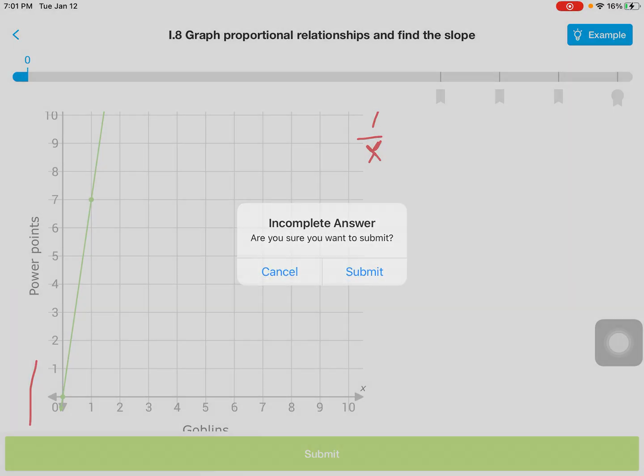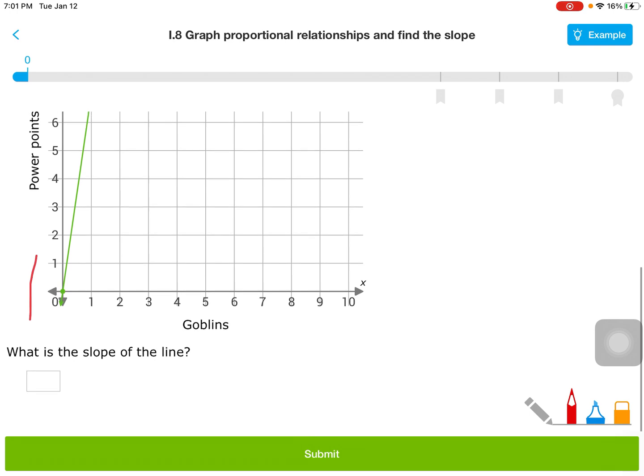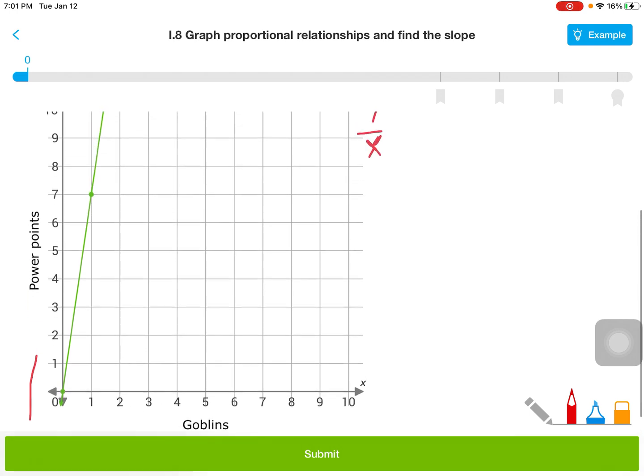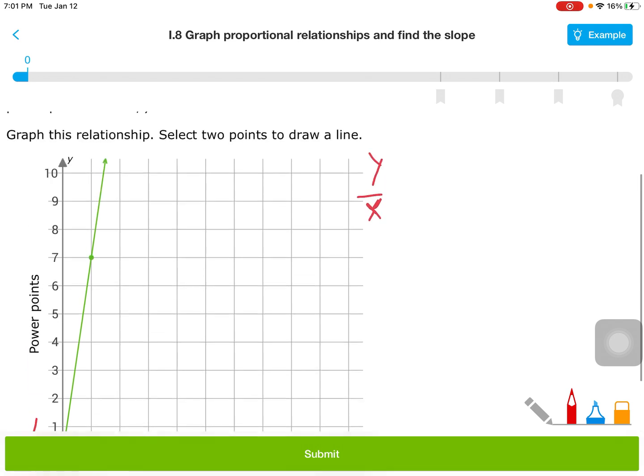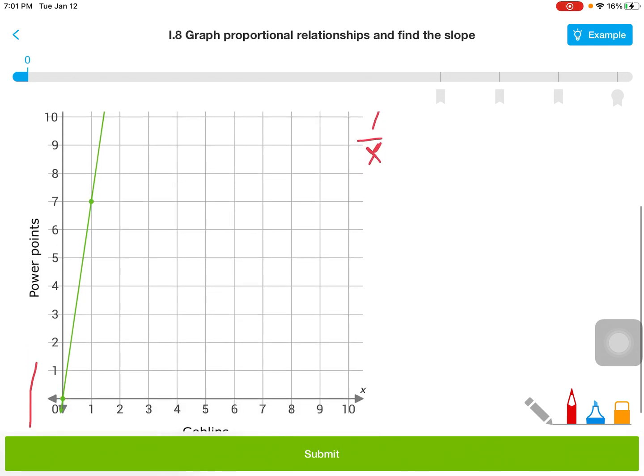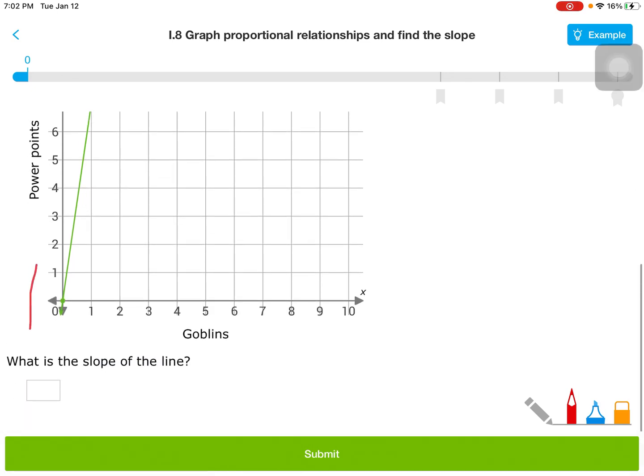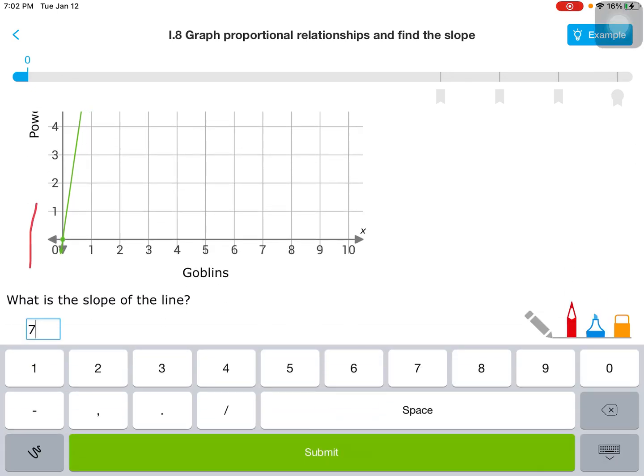Oh, sorry. What is the slope of the line? We have not talked about slope. So for slope, we are looking at how many it is going up and over. I have gone up 7 over 1, so I can reduce that, and that is 7.